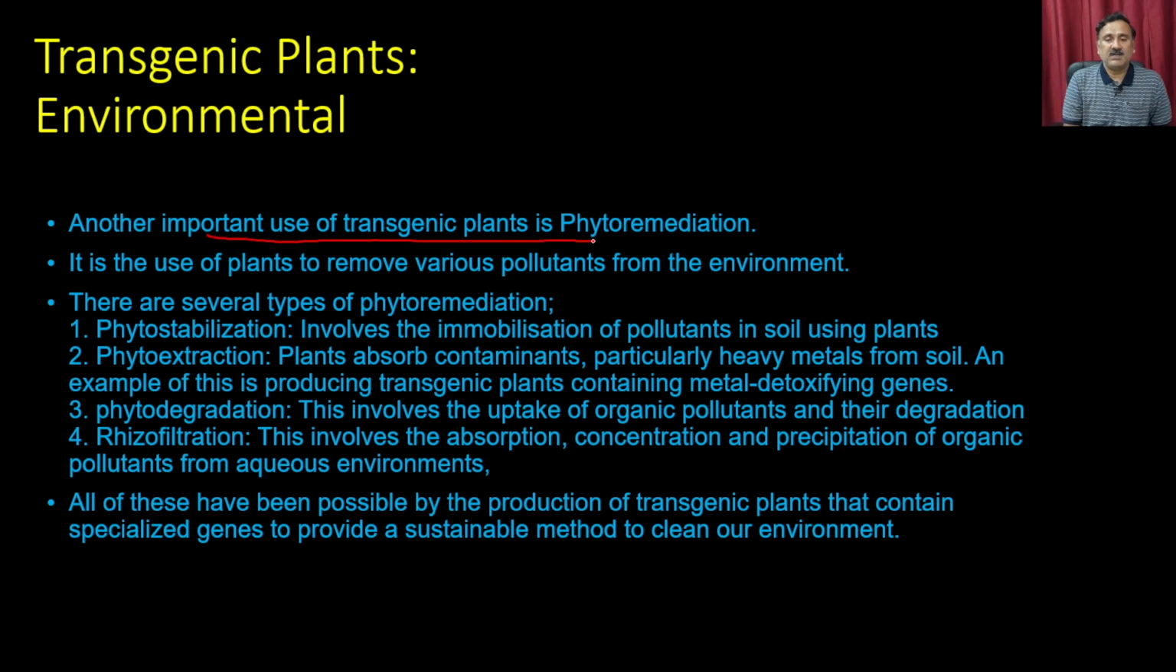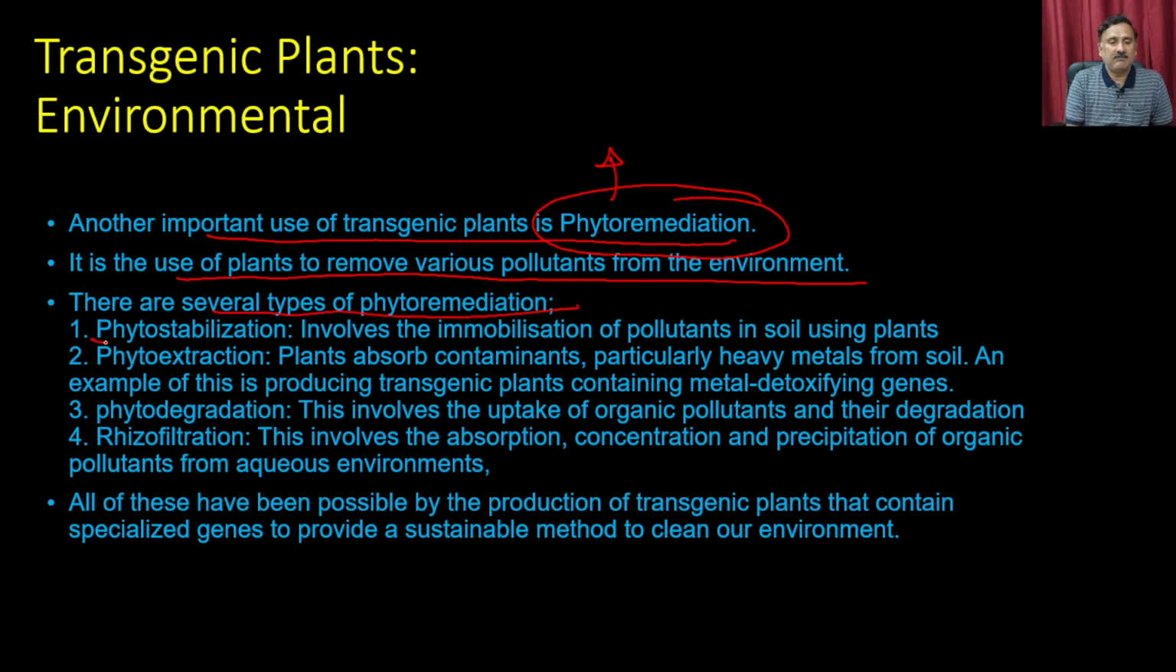Another important use of transgenic plants is phytoremediation. So, phytoremediation means the removal of toxins, right. It is the use of plants to remove various pollutants from the environment. So, there are several types of phytoremediation. For example, phytostabilization involves the immobilization of pollutants in soil using plants. Then we have phytoextraction. So, plants absorb contaminants, particularly heavy metals, from the soil. And an example of this is producing transgenic plants containing metal detoxifying genes. Then we also have phytodegradation. This involves the uptake of organic pollutants and their degradation.